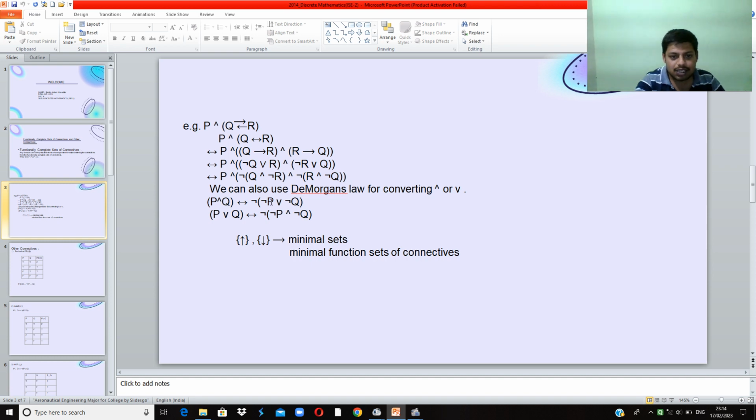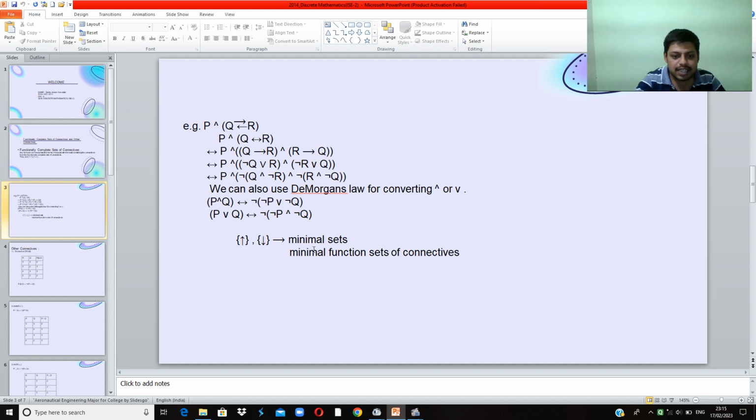We can also express this using De Morgan's law. De Morgan's law is used for converting and with or, and or with and. So P and Q is equal to not of the bracket containing not P or not Q. And P or Q can be expressed as not of the bracket not P and not Q, because when not enters, it changes and to or, and or to and.